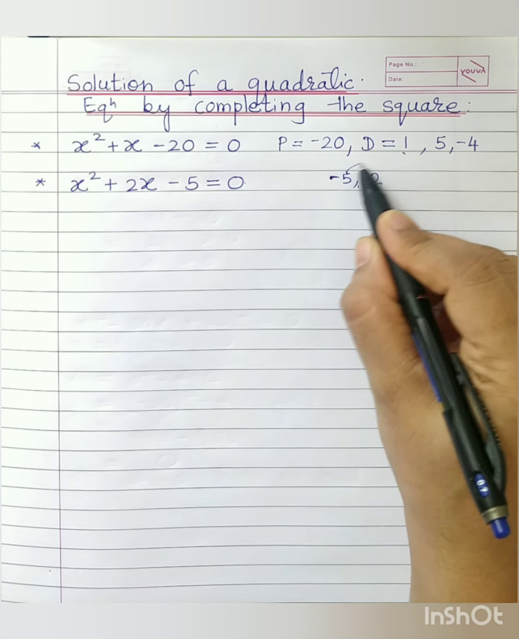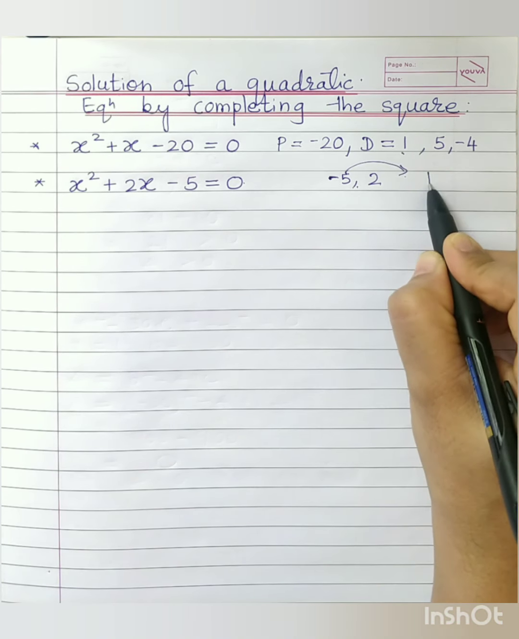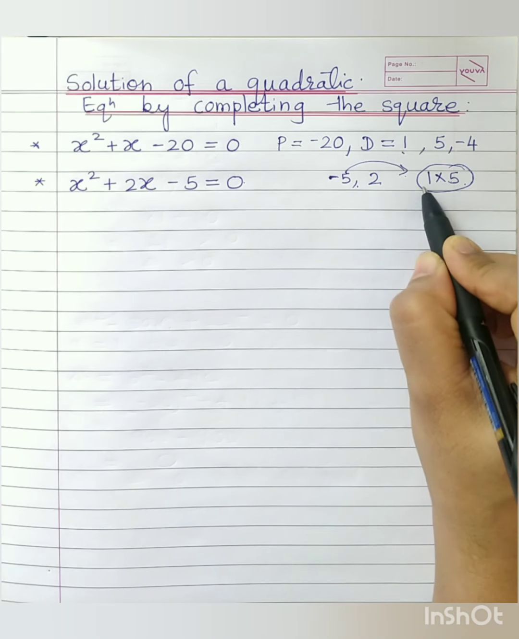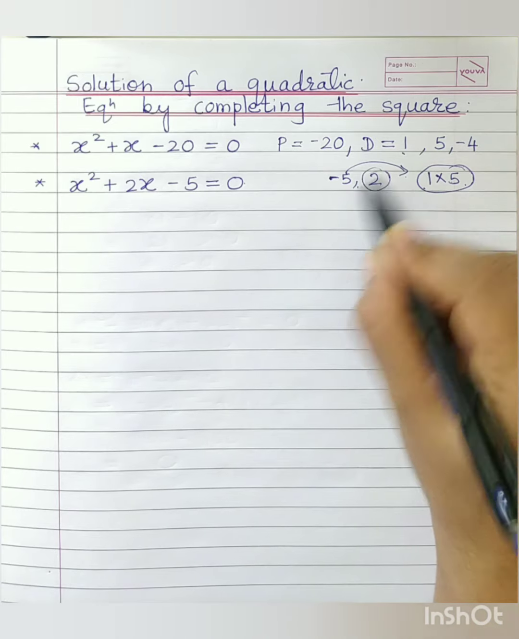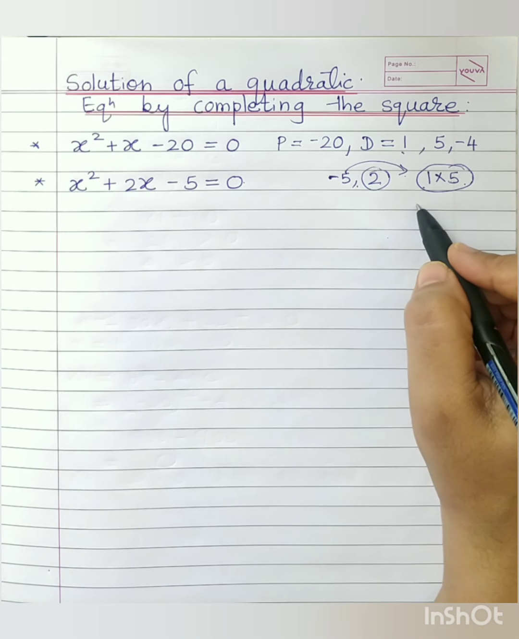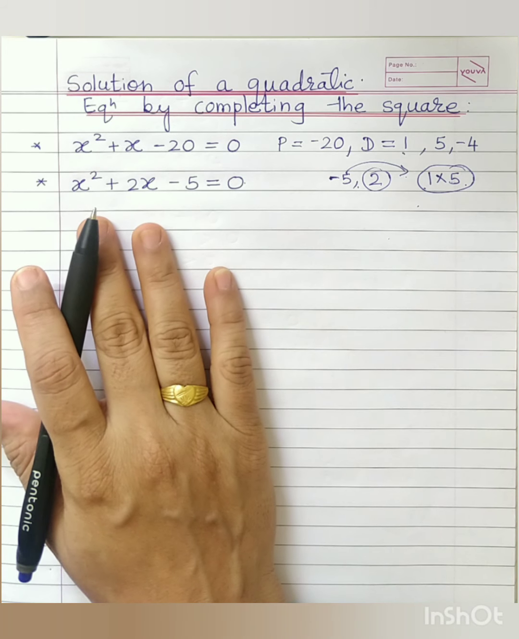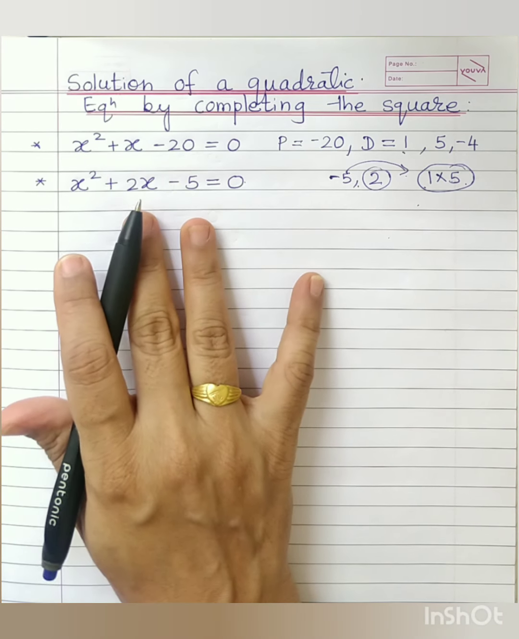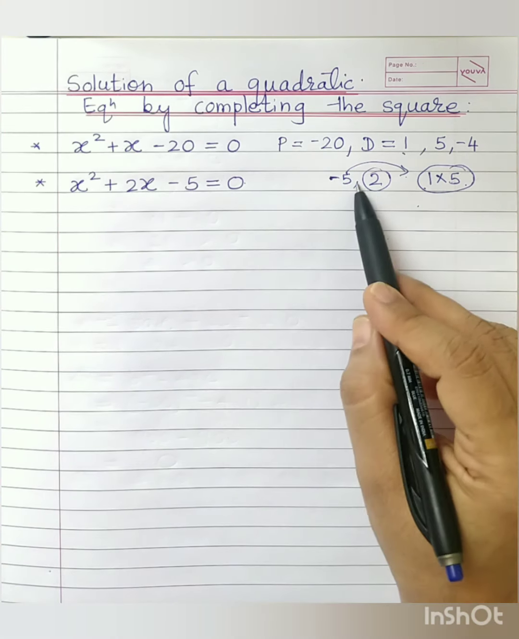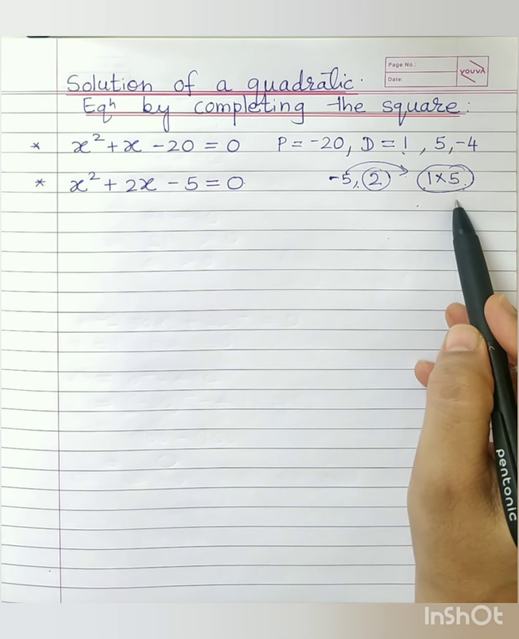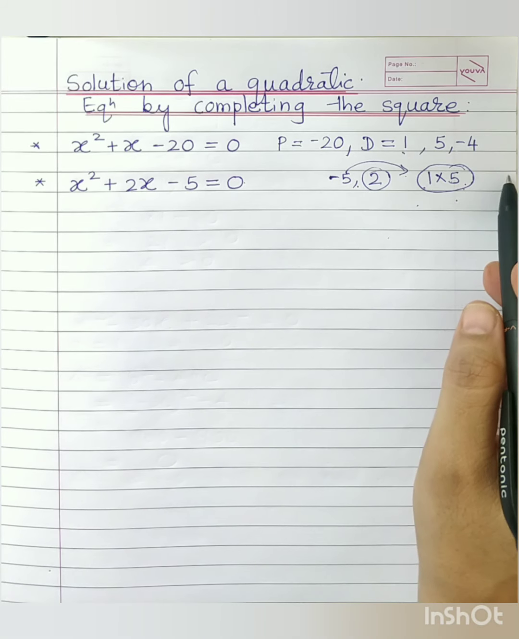Because for 5 we can have the factorization only as 1 into 5, and in either case 5 and 1 do not give a difference of 2. So does it mean this equation will not have a solution? No, definitely it is going to have. The thing is that the pairs we want to search for are probably not simple integers or whole numbers which we can very easily guess.